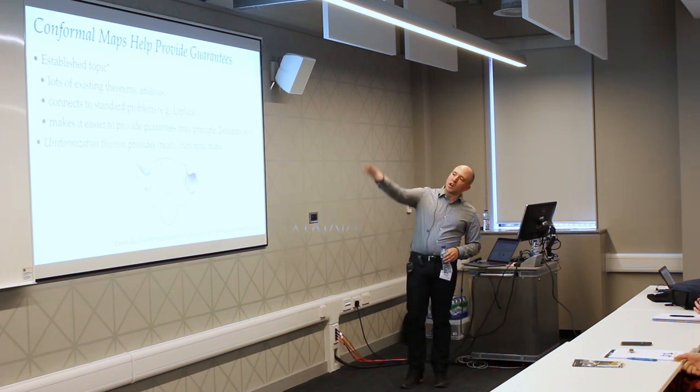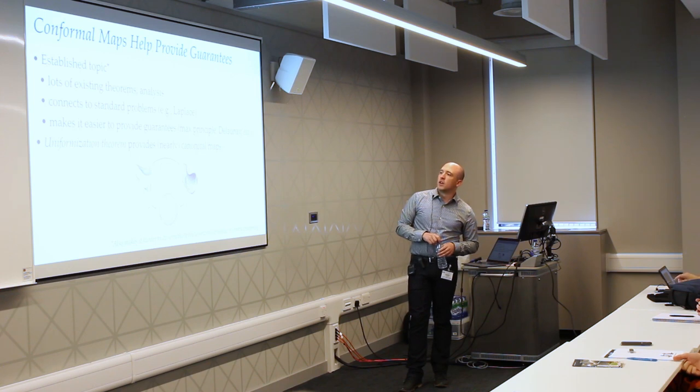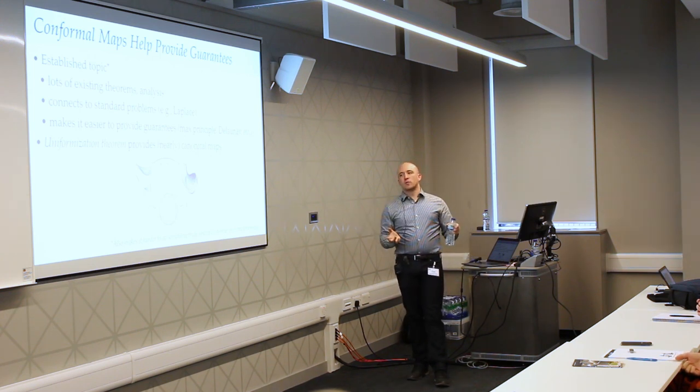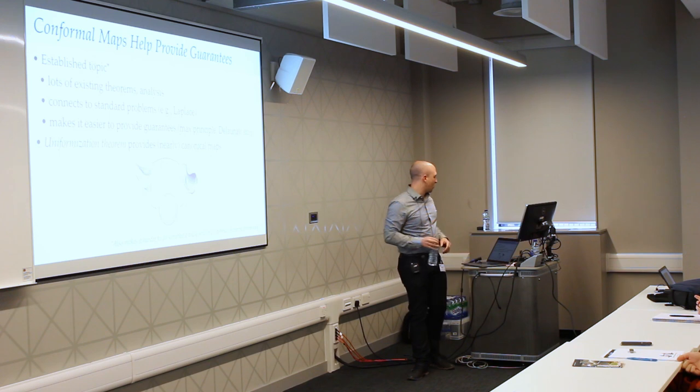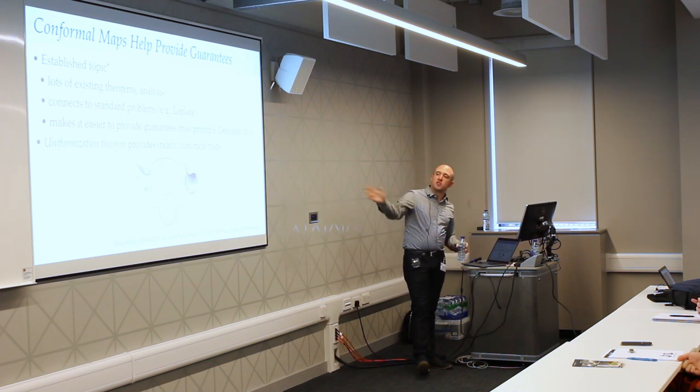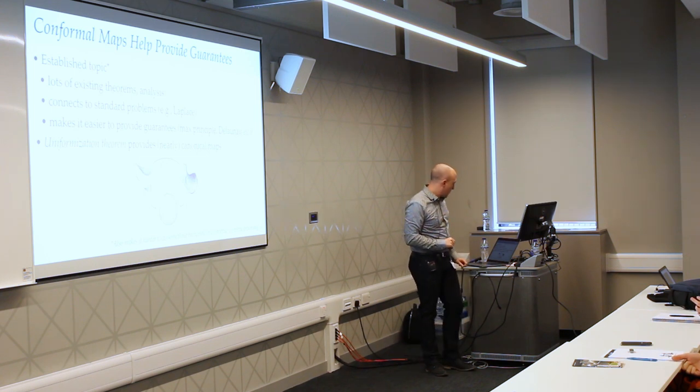And a lot of these theorems also provide nice things. They help provide guarantees. So for instance, I know I can always map any sphere-like surface to the round sphere conformally. I have algorithms and theorems that will always converge. And so this is really useful if I need to map between two surfaces. I know I always have this map to the sphere. Never have to worry about it.